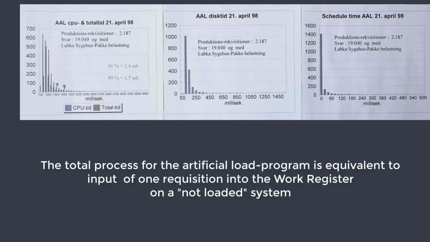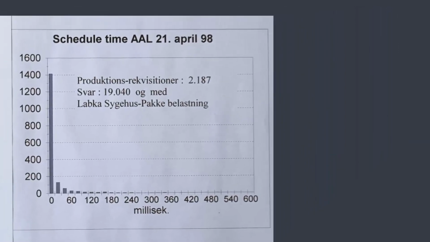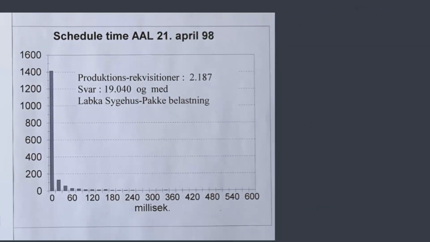The artificial load program could also measure total time corresponding approximately to updating of a requisition, CPU time, disk time, and schedule time. A detailed report of the measurement was drawn up. This is a picture from the report. Note especially schedule time. Almost all times are below 40 milliseconds. Amazing, amazing real-time HP 1000 RTE A.